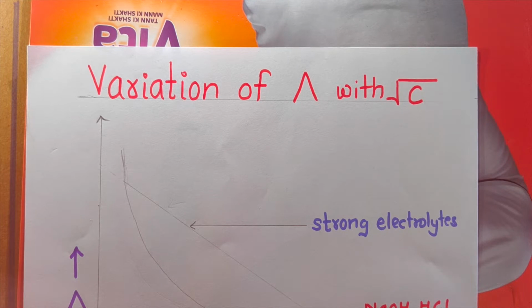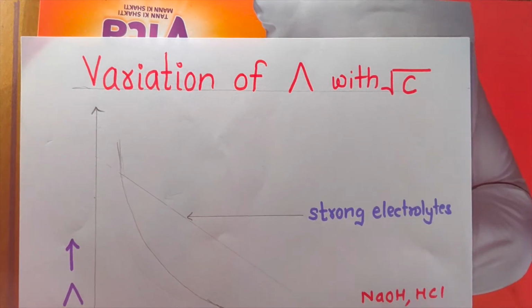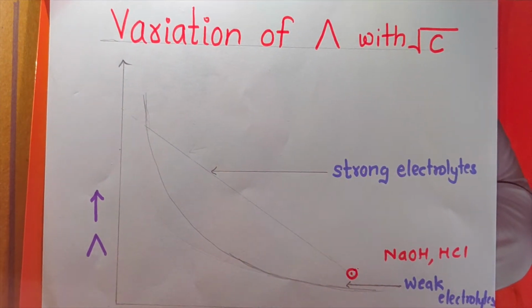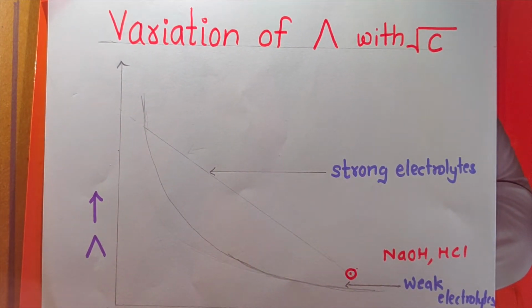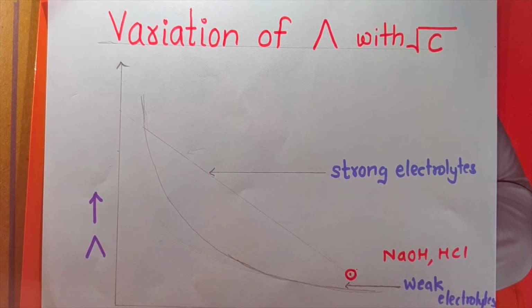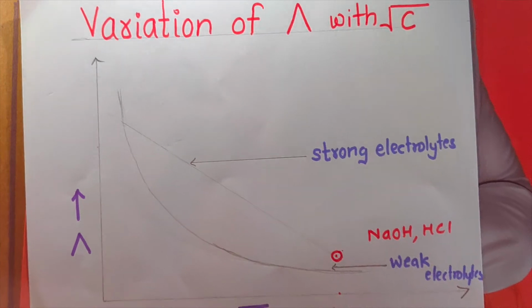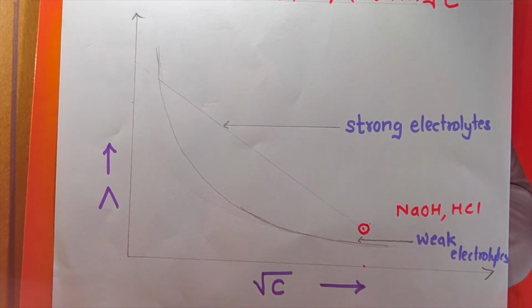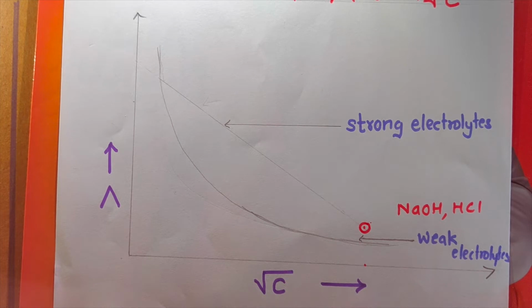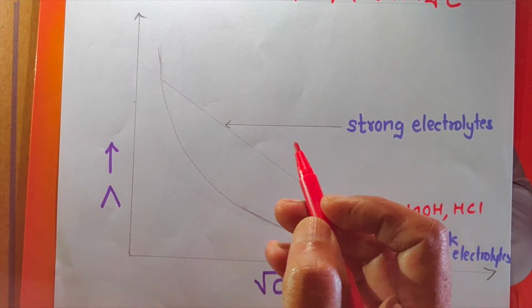Now you know that positively and negatively charged ions are there in the solution. These ions have some force of attraction or repulsion. When we dilute the solution, these ions move away from each other, so the effect of the force of attraction or repulsion will decrease, and therefore the conductivity will increase. Remember, for strong electrolytes the number of ions will not increase after dilution, but due to the decrease in force of attraction or repulsion, the molar conductivity will increase.